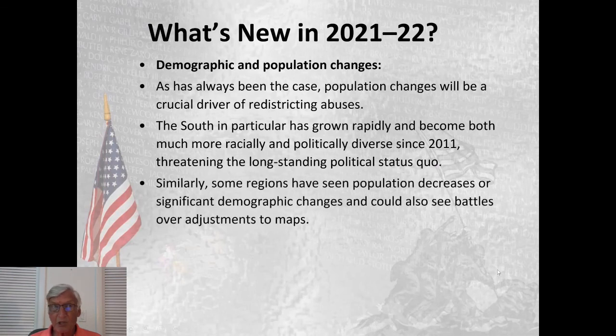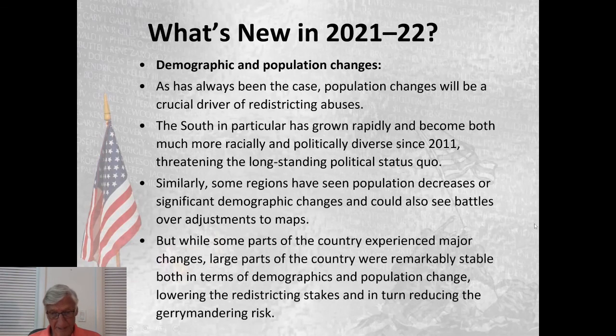You can be sure Texas, that is right now still regarded as a red state, sometime in the not too distant future it will be purple, and then it may even become blue, because population is changing. Some regions have seen population decreases or significant demographic changes and could also see battles over adjustments to the maps. And there are lots of parts of the country that are quite stable and not much has changed in those states. Now, in fact, there were fewer changes this time around than they had originally forecast.